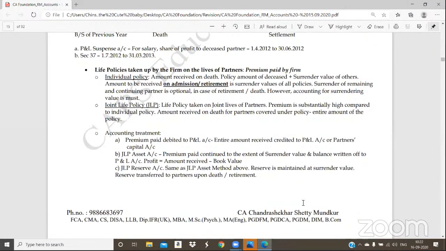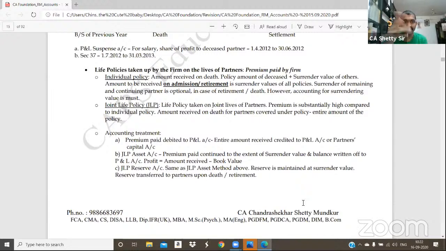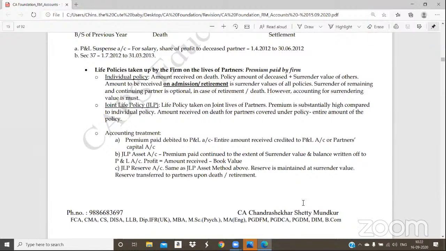Joint life policy, JLP. Life policy taken on joint lives of partners. Premium is substantially high compared to an individual policy. Individual policy, joint life policy difference ಏನು? Individual policy ಅಂದ್ರೆ premium will be little lesser. Joint life policy, because higher the risk, higher the return.